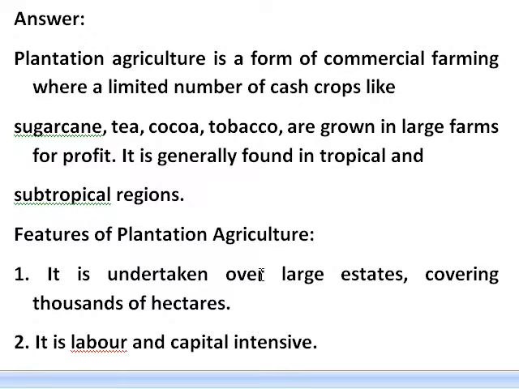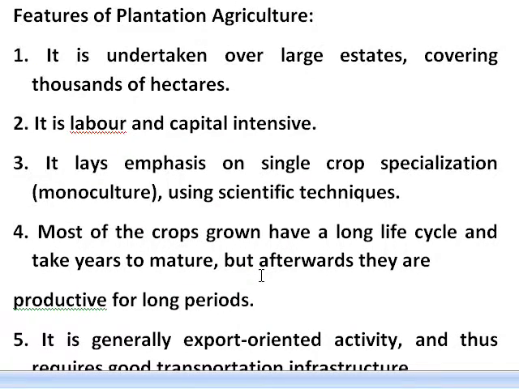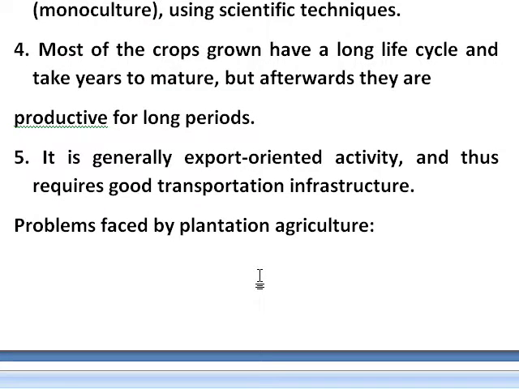Features of plantation agriculture: it is undertaken over large estates covering thousands of hectares. It is labor and capital intensive. It lays emphasis on single crop specialization, monoculture, using scientific techniques. Most of the crops grown have a long life cycle and take years to mature, but afterwards they are productive for a long period. It is generally an export oriented activity and thus requires good transportation infrastructure.